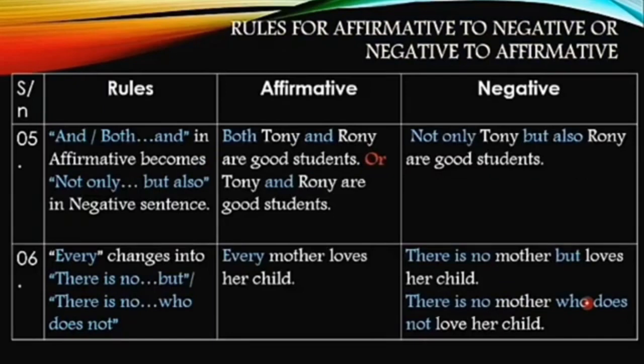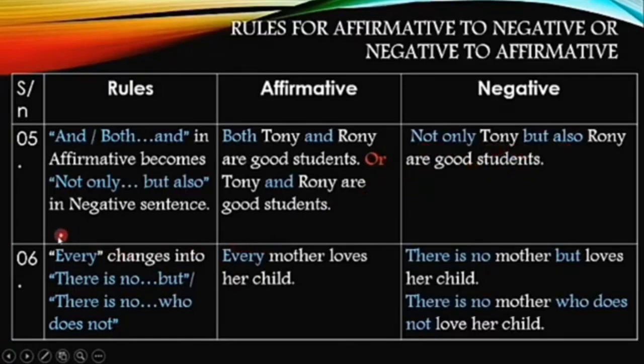Rule number 5 says, when we have and or both and in an affirmative sentence, it will become not only but also. For example, both Tony and Ronnie are good students. Both Tony and Ronnie, we have taken this option. Or it could also be said in this way, Tony and Ronnie are good students. And the negative form of them is, not only Tony but also Ronnie are good students. Not only but also has been used here.